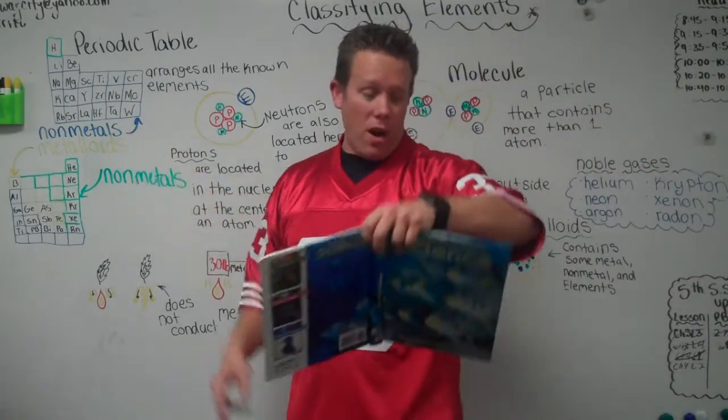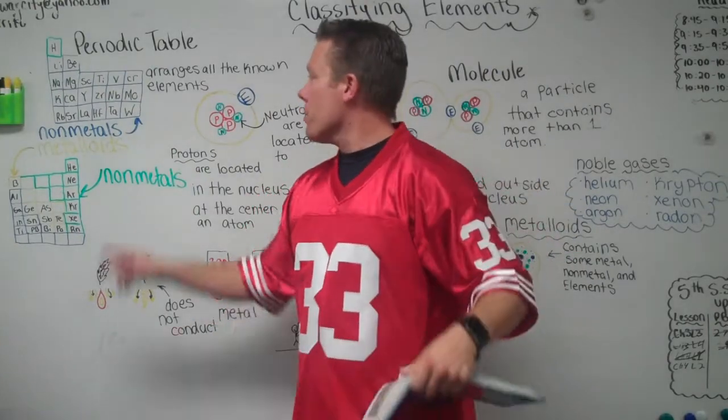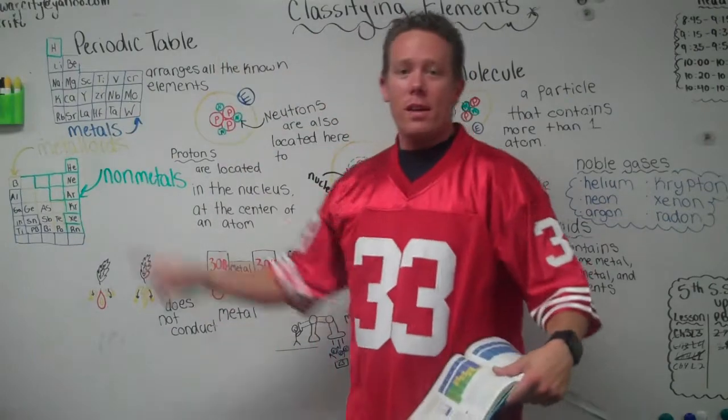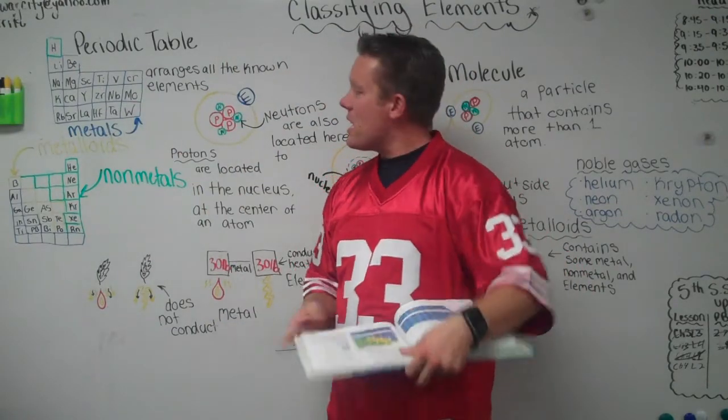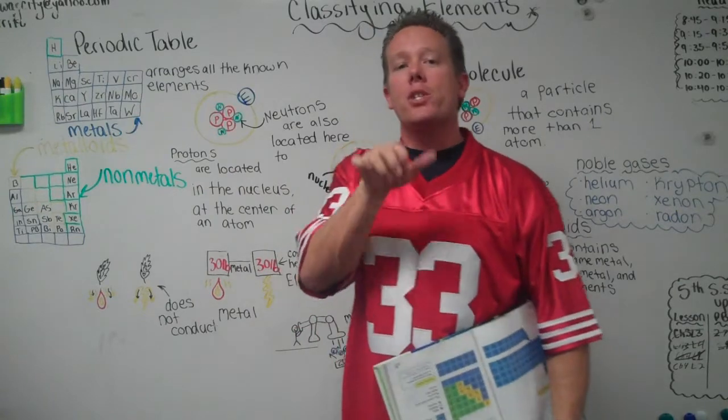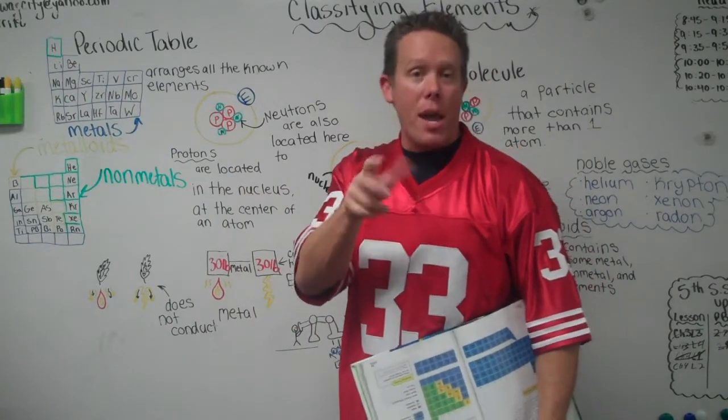The blue are metals. Okay, so the blue is metals. The yellow are metalloids. Now, metalloids are a combination of metal and non-metal.